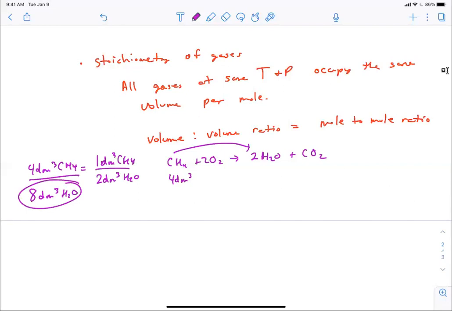So you can save yourself a little bit of time on these conversions by just treating volume like moles, but that only works with gases. It doesn't work with solutions because the concentration and things like that does vary. So this only works with gases: you can just use the mole to mole ratio the same as you would volume to volume, because it's accurate based on Avogadro's law.